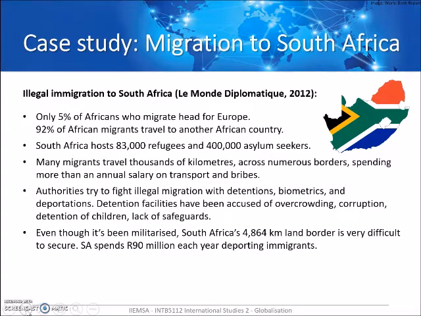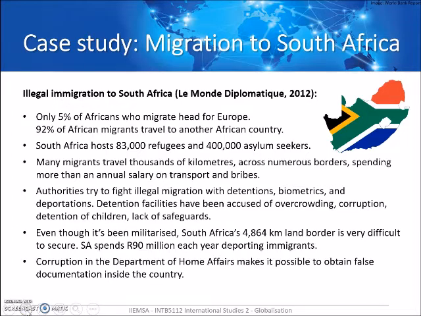South Africa's border is militarized, you probably know that, but obviously because it's a very long land border, it is very difficult to secure. On average, South Africa spends about 90 million rand each year in deporting immigrants. So it's quite an amount that goes into that.